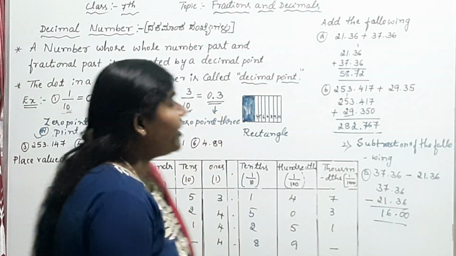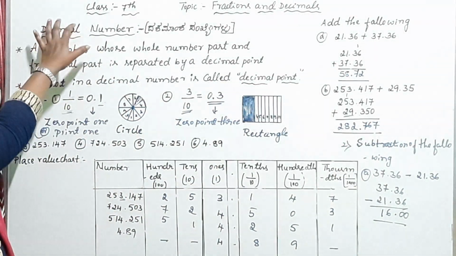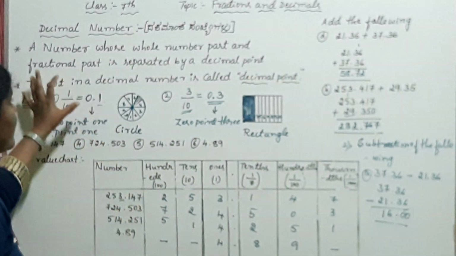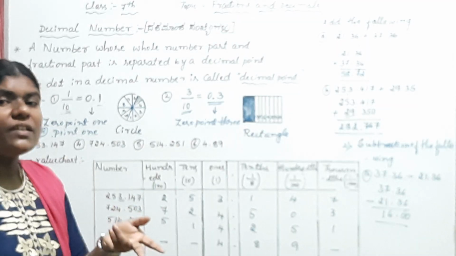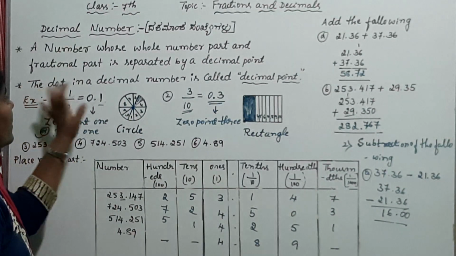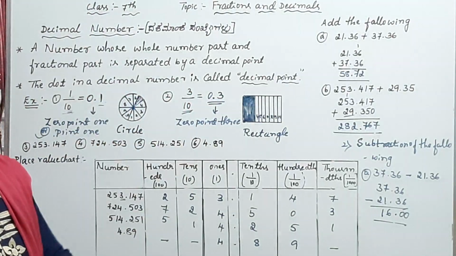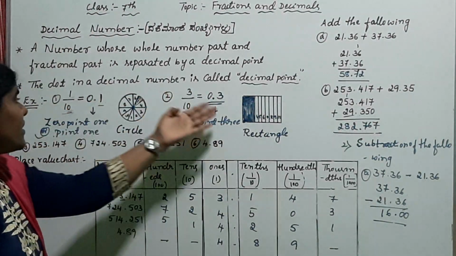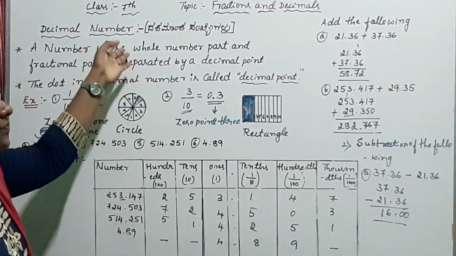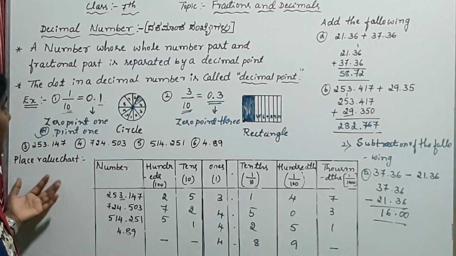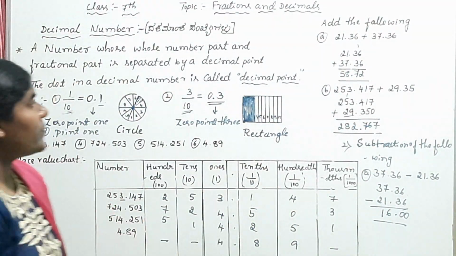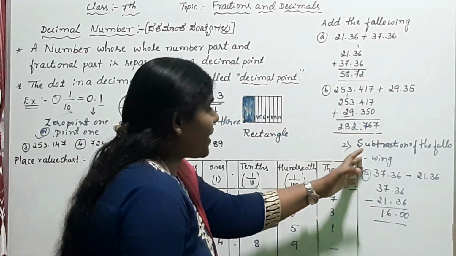I will repeat once again. The first one is decimal numbers. Decimal numbers are based on powers of 10, and the decimal point separates the fractional part, like numerators and denominators. The dot in a decimal number is called a decimal point. 0.1, 0.3, 4.89 are examples of decimal numbers, and using a place value chart, you write the given numbers neatly. Take some examples of additions and subtractions.